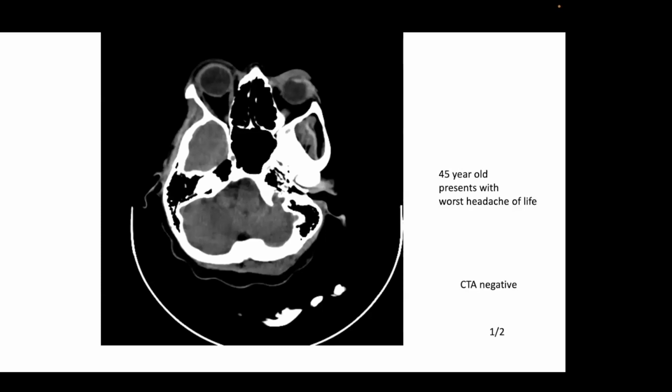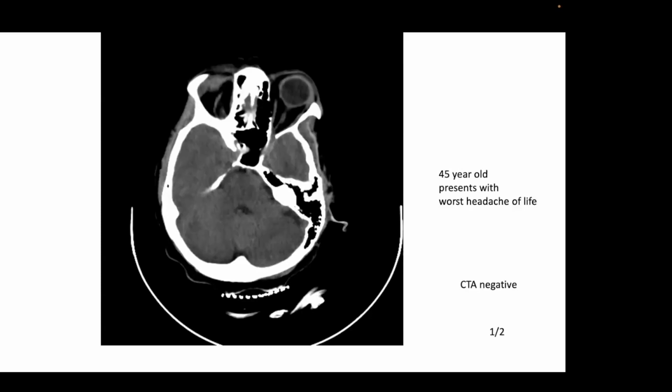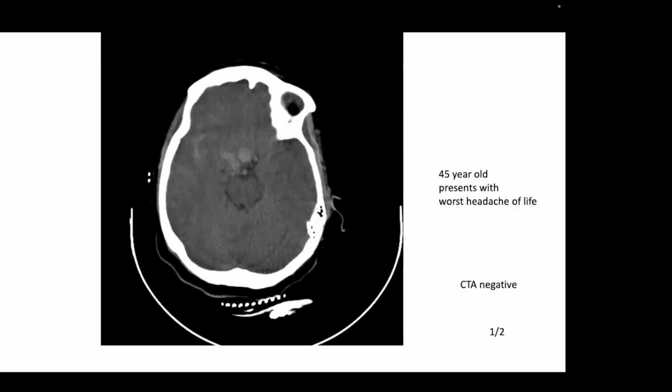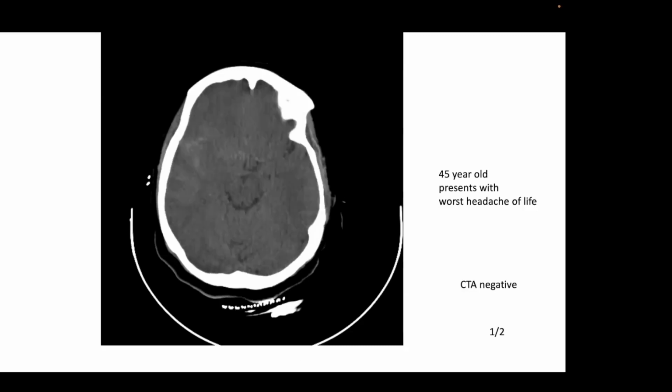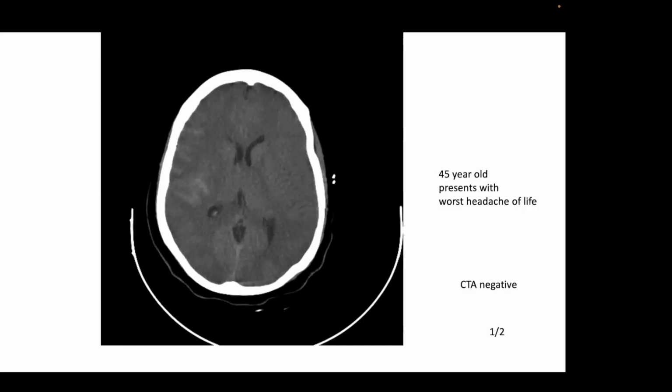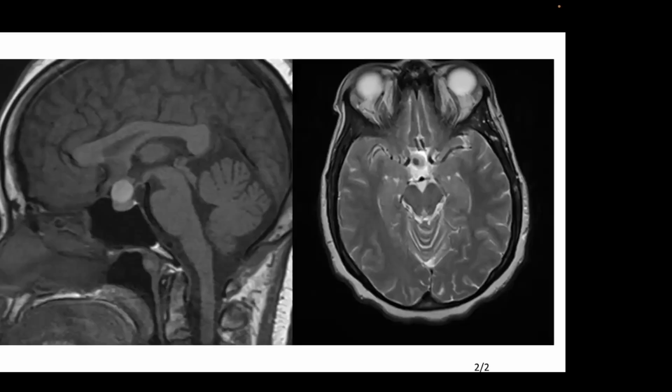Now, this is a case we saw years ago. I'm just going to talk you through it. Here's the CT scan. This patient comes in to the emergency room with the worst headache of life. On the CT scan, it looks like blood in the suprasellar cistern, and there's blood tracking out here into the sylvian fissure. Yes, looks like an aneurysm, right? So we did a CTA, the CTA was negative. So now we're a little bit stuck. See the blood here filling the sylvian fissure, right? So subarachnoid hemorrhage.